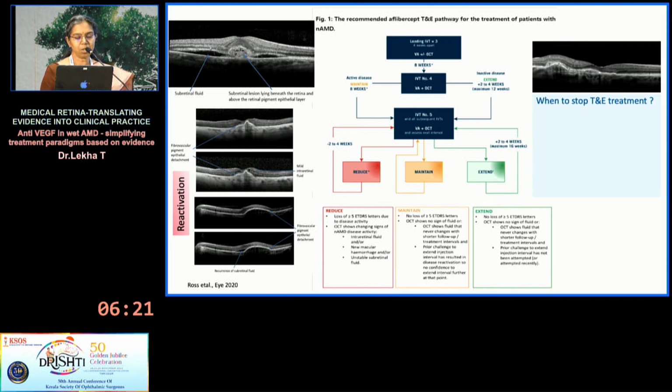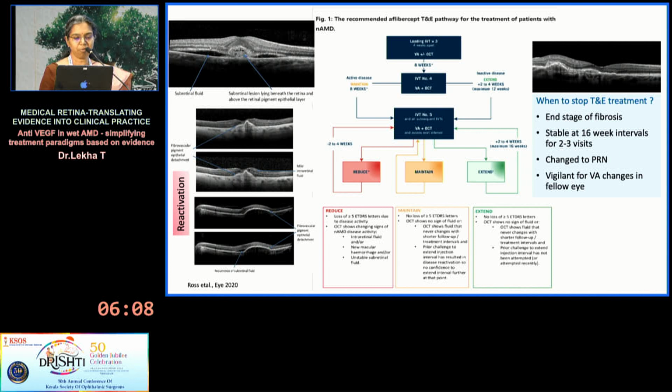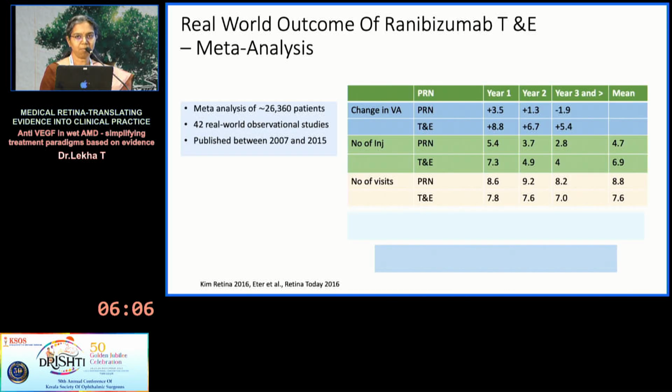And when do you stop? When you see that fibrosis has already occurred, there is no more exudation, and if the patient is stable at 2 to 3 visits at subsequent intervals, you can either totally stop or then switch to a PRN basis. And you should also be vigilant about the fellow eye in these patients. And we have a lot of literature evidence to support now that the treat and extend regimen works as good as a monthly regimen or the PRN regimen.